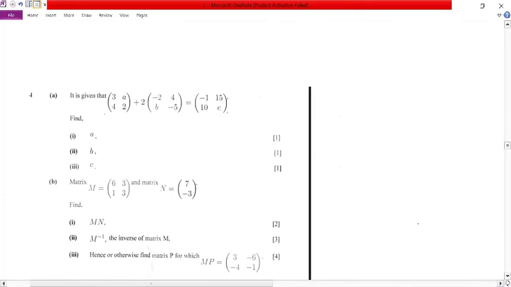Number 4, it is given that a matrix [3, A, 4, 2] plus 2 times [-2, 4, B, -5] is equal to [-1, 15, 10, C]. Find A. To find A, we need to compare things which are at corresponding positions. So we compare A with 4 and 15.